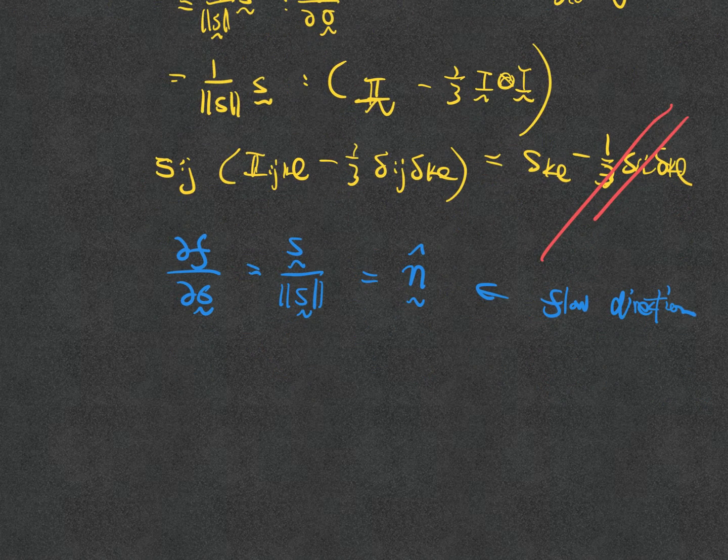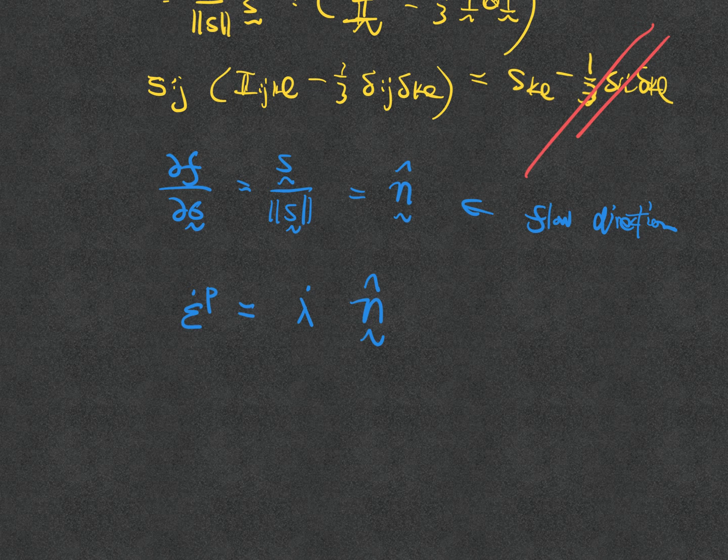So with that respect, finally, we come up with a very simple conclusion. The plastic strain rate is equal to lambda dot times n. And there is one beauty of that: n is actually s divided by the magnitude of s itself, measured by the matrix norm.